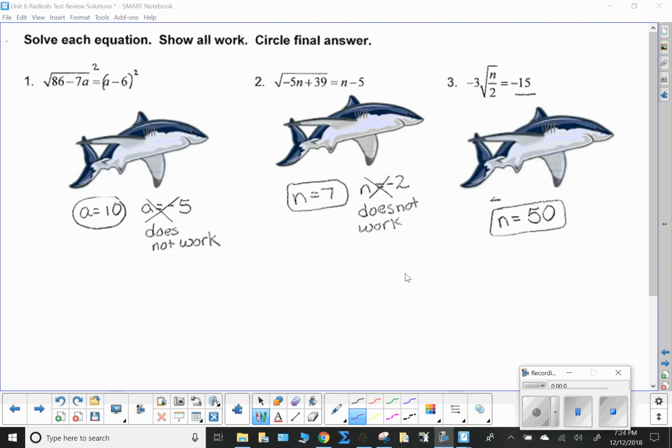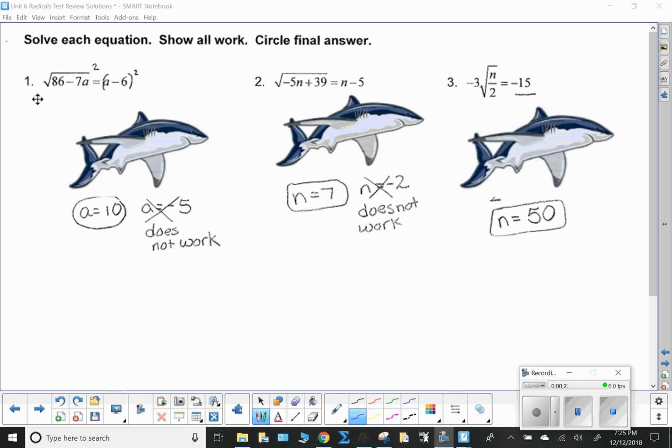This is Unit 6, Radicals, and we're solving radical equations. Remember, with equations, whatever you do to one side of the equation, you must do to the other. So, first things first. Number 1, we have the square root of 86 minus 7a is equal to a minus 6.